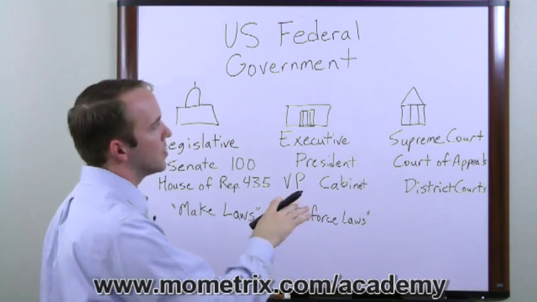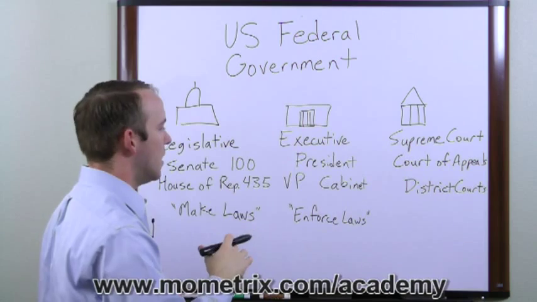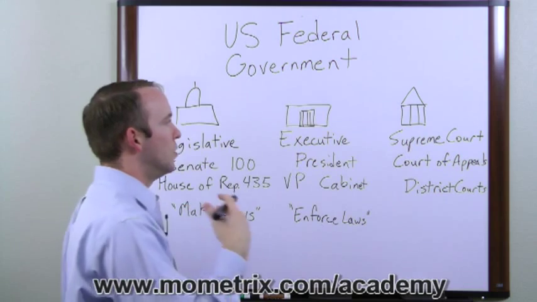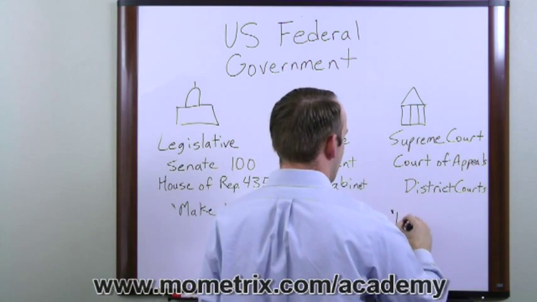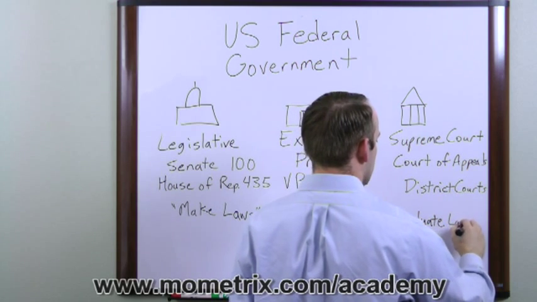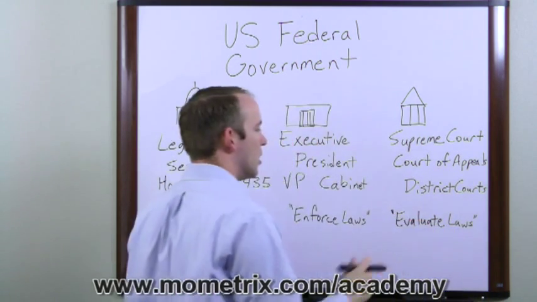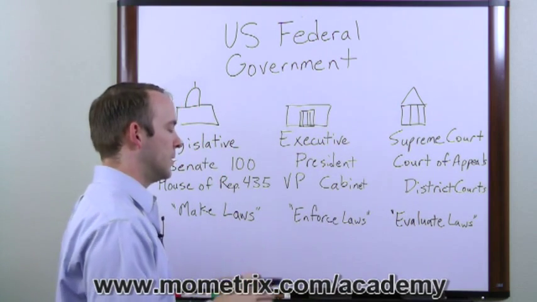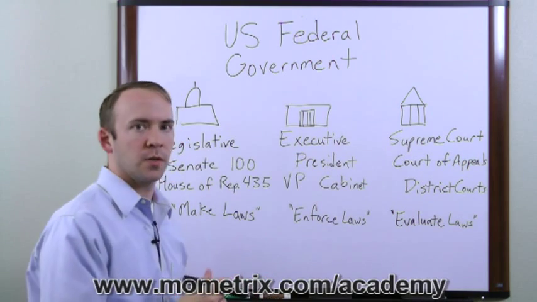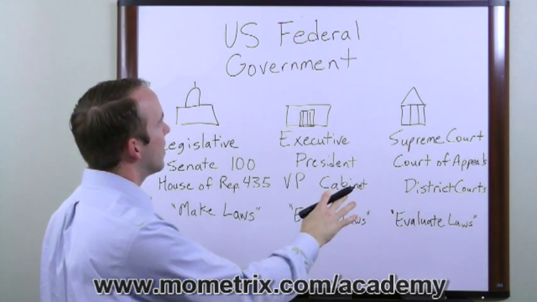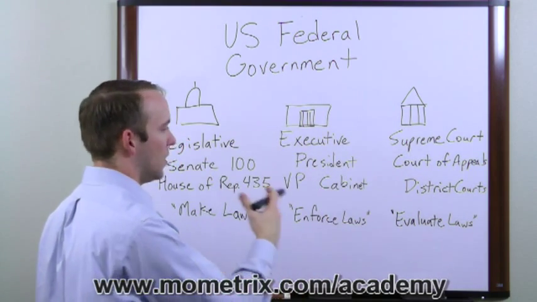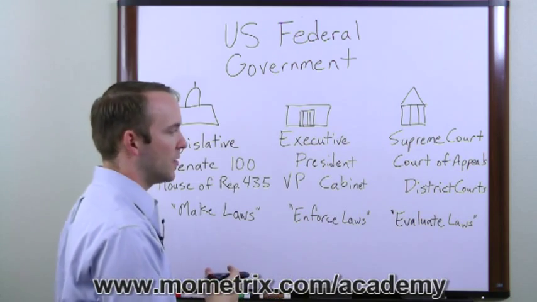And the Supreme Court and our court system, they oversee the laws and decide which ones are constitutional and which are not, and so they evaluate them. They can determine if a law should be considered unconstitutional and removed from the books. And so these three branches of government make up the U.S. federal government, and we should know how they are structured and the different divisions of them.